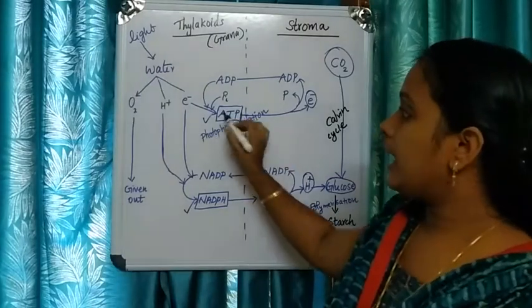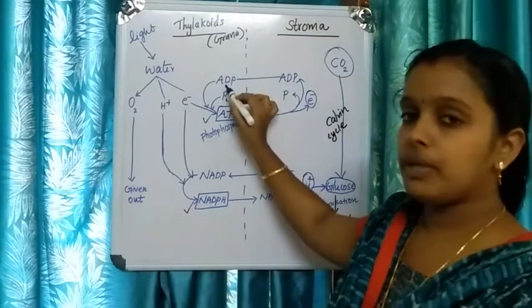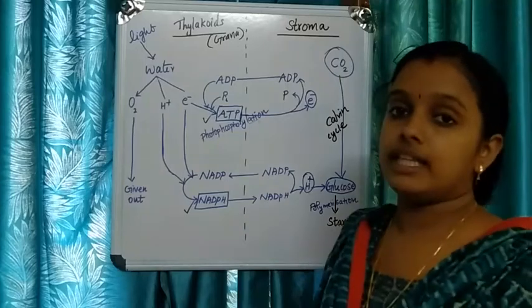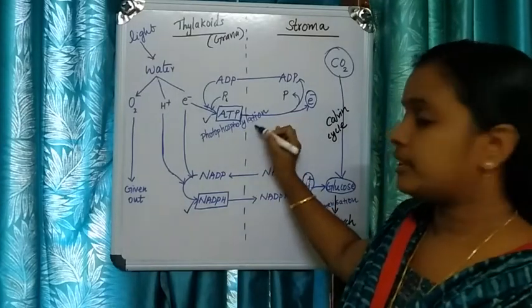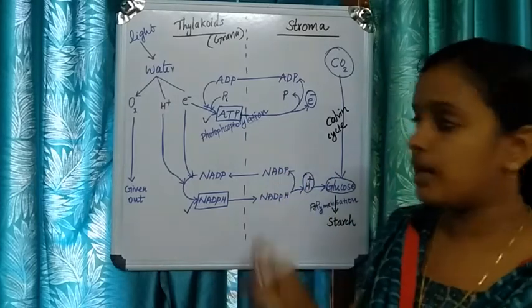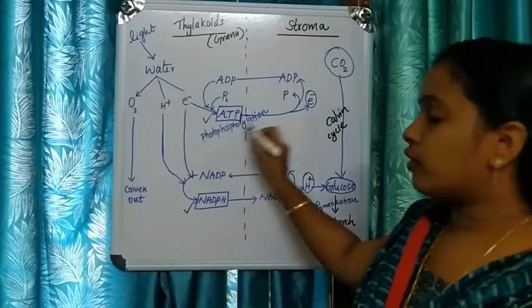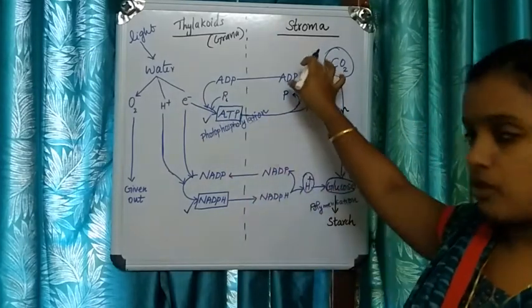And here ATP is produced as a result of photophosphorylation. ADP combines with inorganic phosphate in the presence of light energy. That is known as photophosphorylation. Phosphorylation means addition of a phosphate group. That is taking place in the presence of photons. That's why photophosphorylation. And after that, the next step takes place in the stroma.